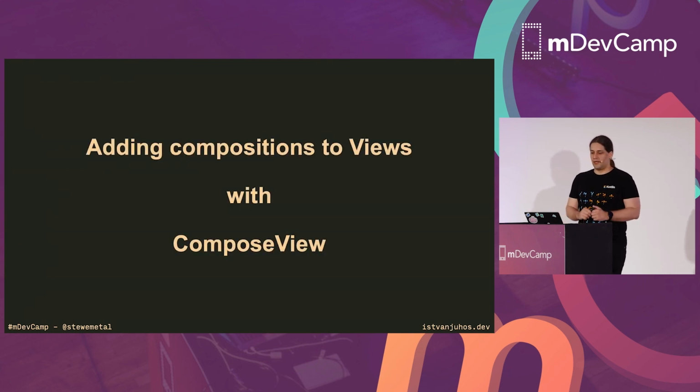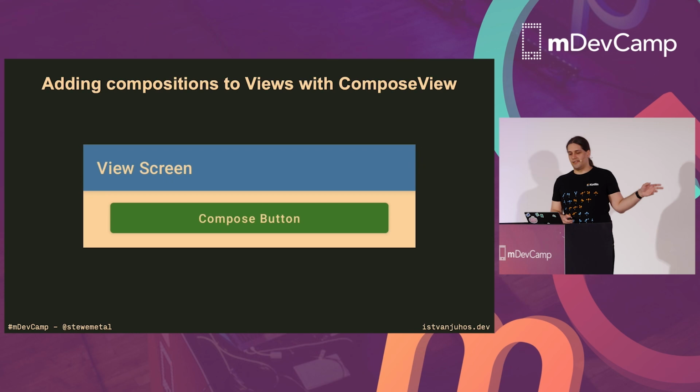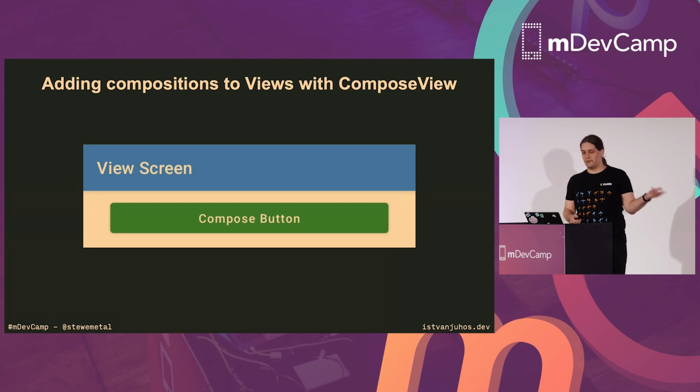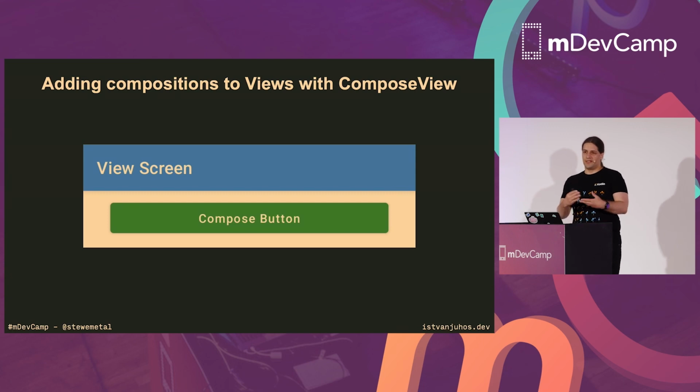Let's see the other way around. When we want to add Compose stuff into View screens, there is a view for that, and it's called Compose View. The scenario is pretty much the same, just the other way around. We have a toolbar which is on a view screen, and we want to add the Compose implementation of the same kind of button, or actually any kind of custom UI component.